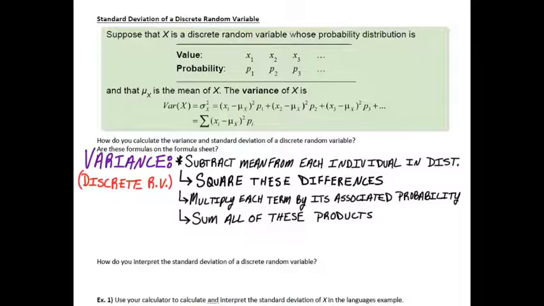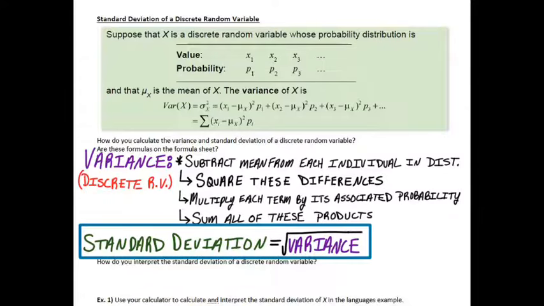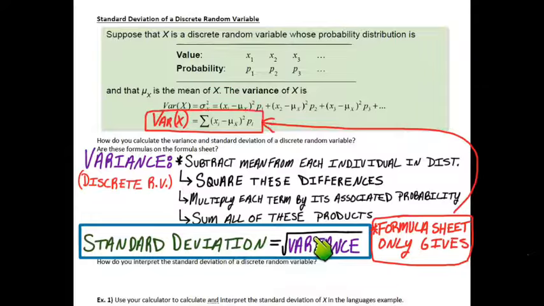And if you remember, the variance is a measure of spread. So how far each one of these things is from the mean. And then standard deviation, to get that, we just take the square root of the variance. So whatever our answer is for the variance, if you want to get the standard deviation, you just take the square root of it. And as far as the formula sheet goes, they only give you this piece about the variance. So knowing to take the square root of the variance to get the standard deviation is on you. The formula sheet just gives you this. Take each individual, subtract the mean, square it, multiply it by its probability, and then add them all up.